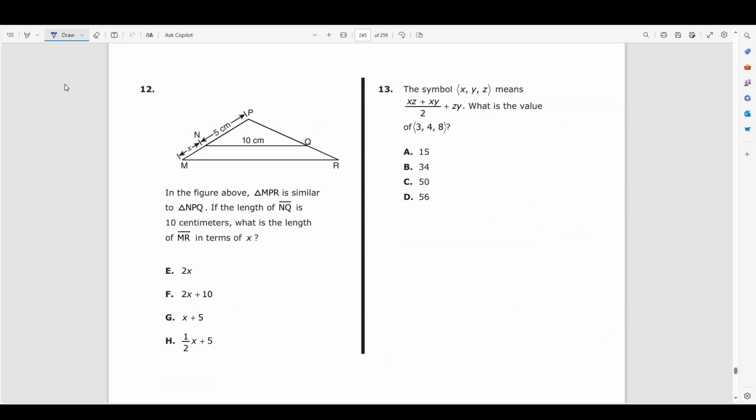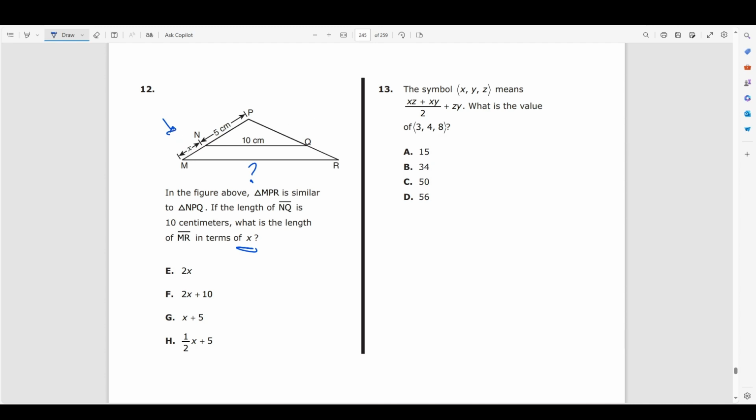Moving on to number 12, it says that in the figure above, triangle MPR is similar to triangle NPQ. If the length of line segment NQ is 10 centimeters, what is the length of MR in terms of X, right? So here we have two similar triangles again. Whenever you see two triangles that are written in one another, I want you to think similar triangles because that's what it is. So here, these two triangles are going to be related to one another in some special way.